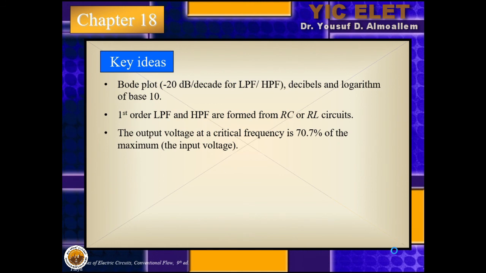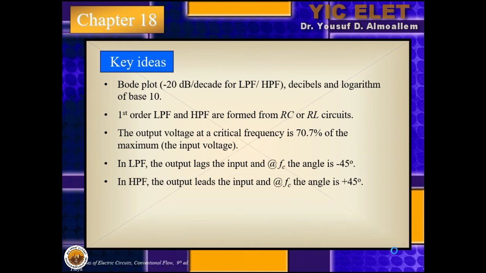Then the output voltage at the critical frequency is always equal to 70% of the maximum, which is the input voltage. For the low pass filter, the output always lags the input, and at the critical frequency the angle will be minus 45. And for the high pass filters, the output always leads the input, and at the critical frequency the angle is plus 45.